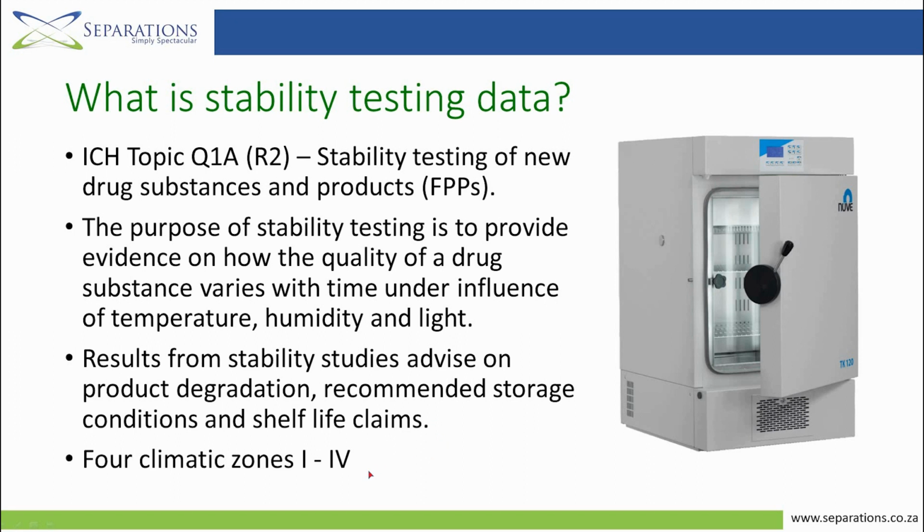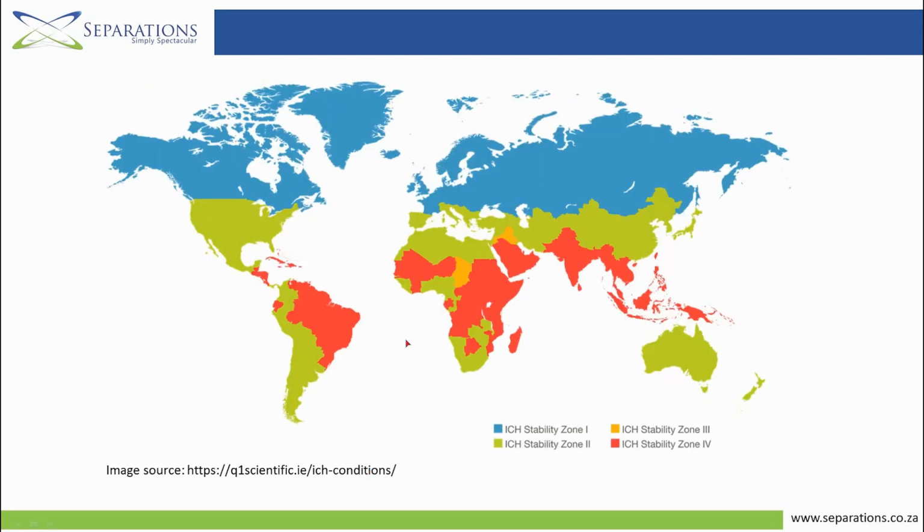Generally, there are 4 climatic zones in stability, the primary ones being zone 1 and 2. Zone 1 is in the northern regions of the hemisphere, and zone 2 includes South Africa, parts of South America, Australia, New Zealand, as well as the lower regions in North America, specifically the US.